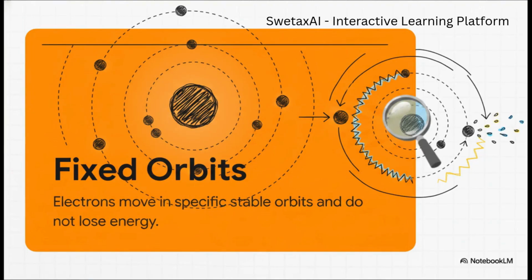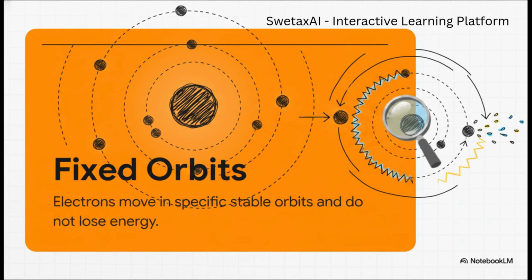Here's rule number 1. Fixed orbits. Electrons move only in specific, stable, circular orbits around the nucleus, and they do it without losing any energy. Now, why is that last part, the not losing energy bit, absolutely crucial? Well, according to the classical physics of the time, an electron moving in a circle should constantly give off radiation. It should bleed energy, spiral inward, and crash right into the nucleus in a fraction of a second. If classical physics were right, all matter in the universe would just instantly collapse.